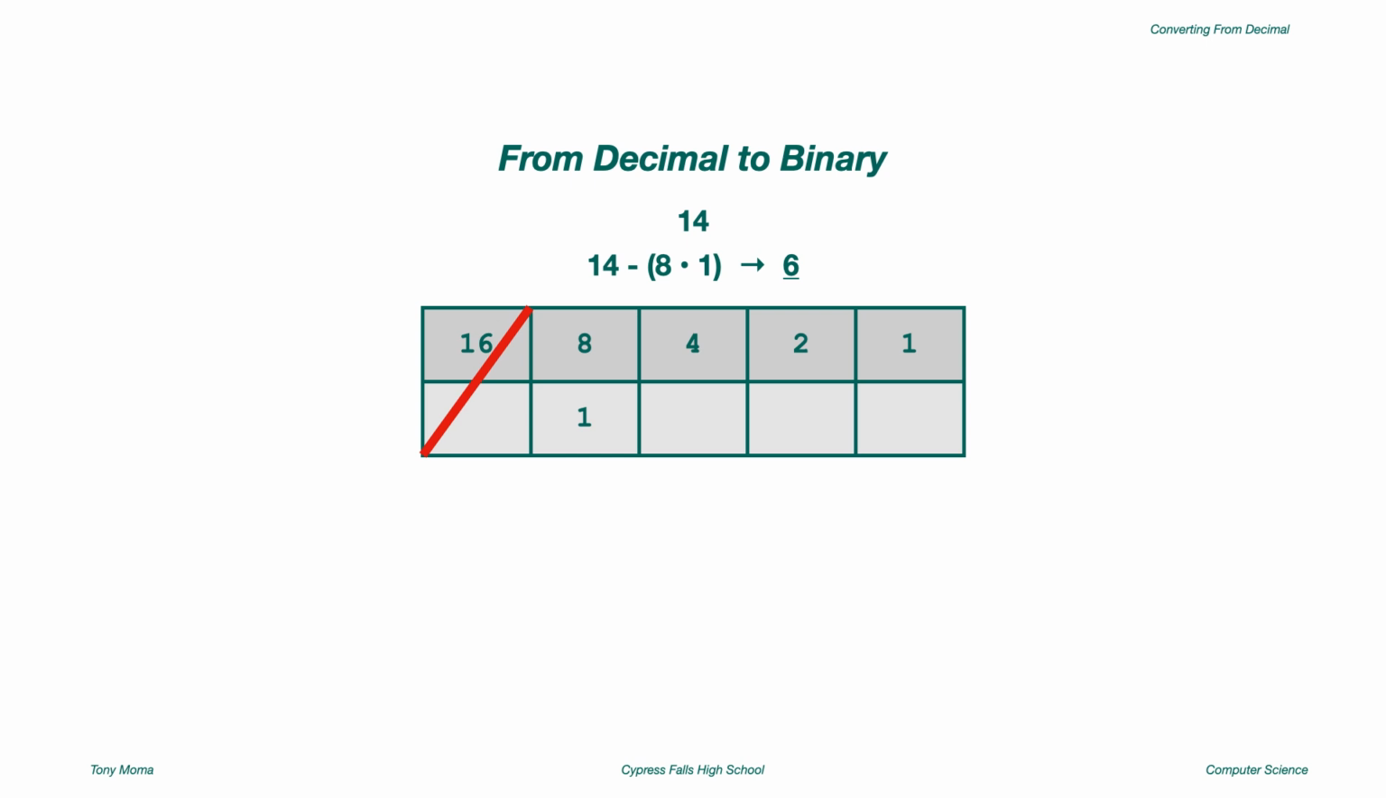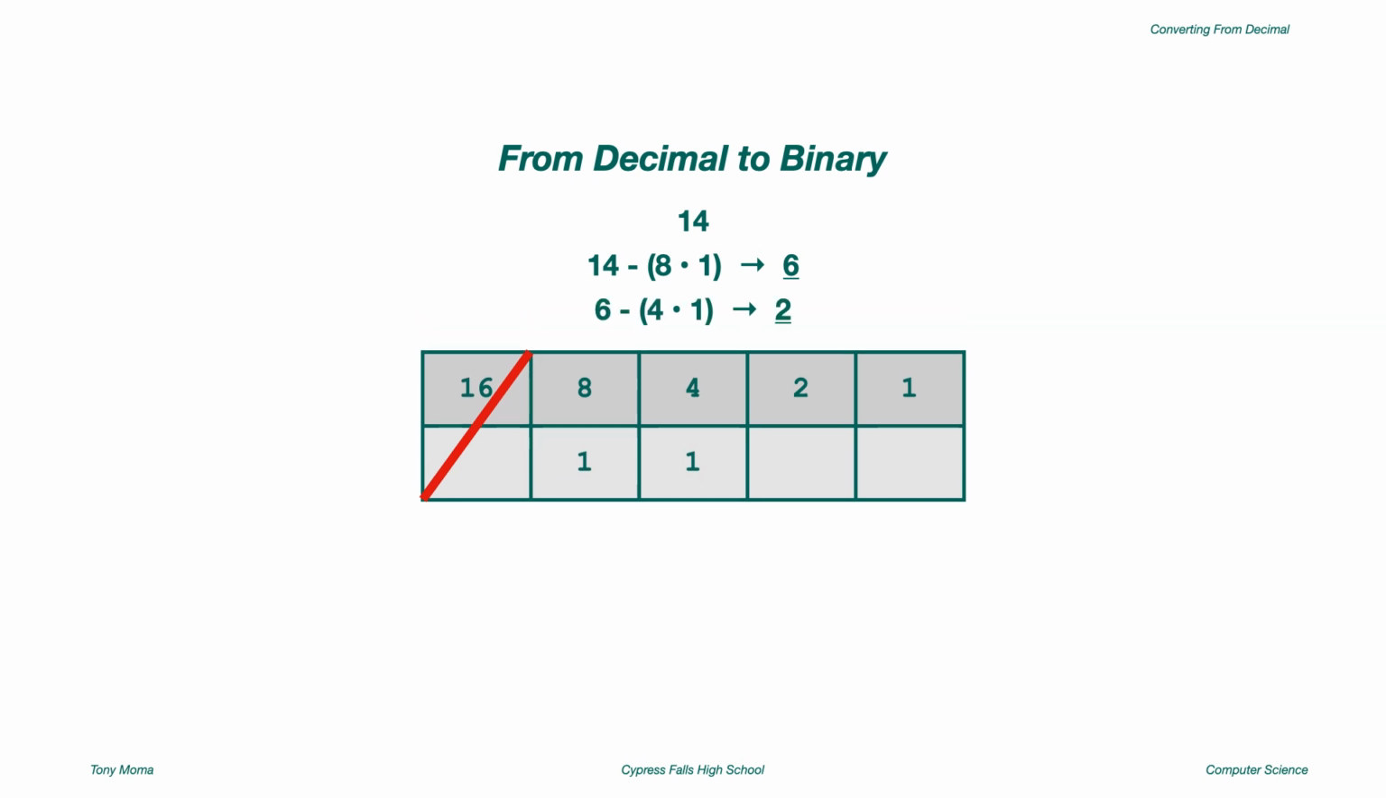Then in our table, we go to the next column. How many 4s can fit inside 6? 1 4 can fit inside of it, so we put 1 in the row beneath it. Then multiply the top row by the bottom row. 4 times 1, subtract that from 6. That leaves us with 2. Then onto the next column.